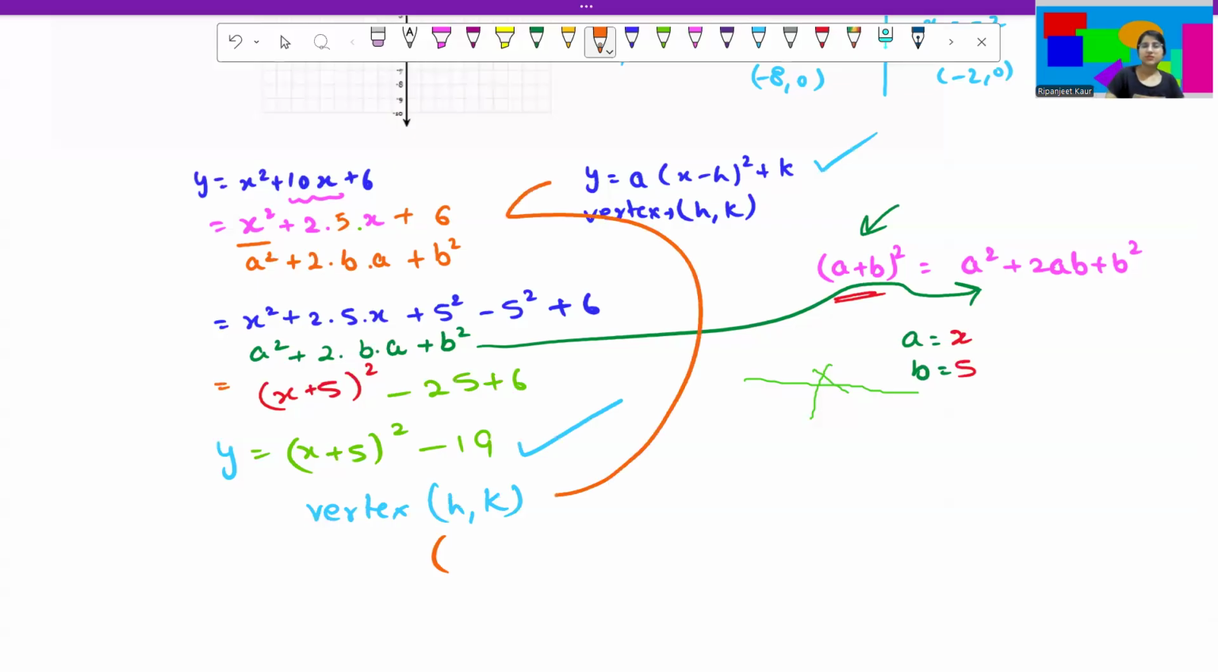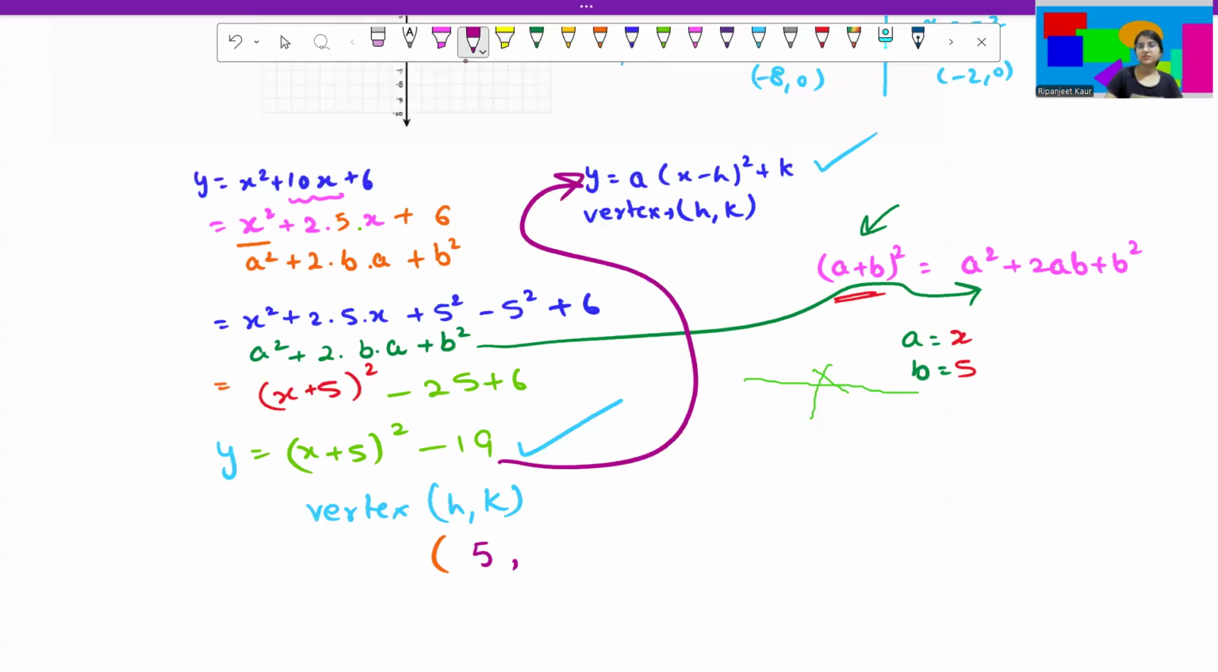We make the comparison of this from here. What is h? What is k? X is 5. What is k? We are making the comparison with this. What is 19?